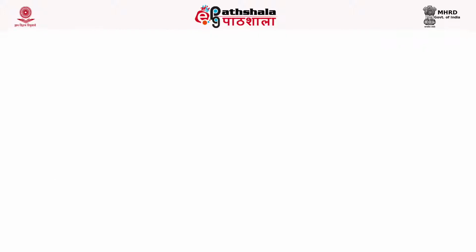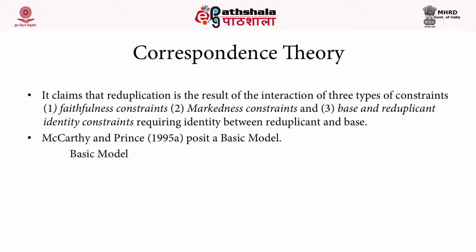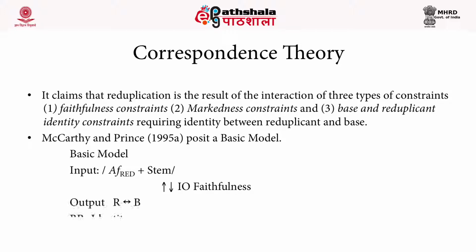Correspondence theory of reduplication is an attempt at explaining reduplication in OT. It claims that reduplication is the result of interaction of three types of constraints: one, faithfulness constraints; second, the markedness constraints; and third, the base and reduplicant identity constraints. McCarthy and Prince posited a basic model.